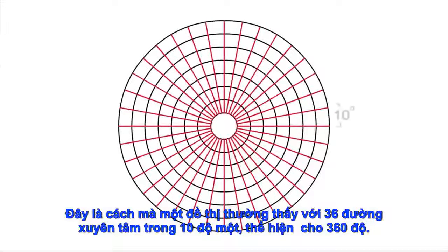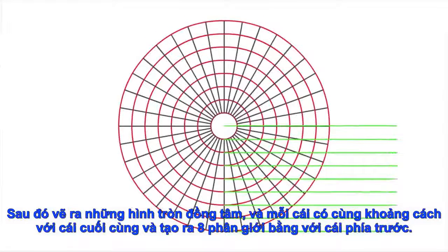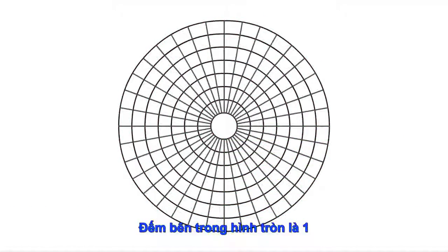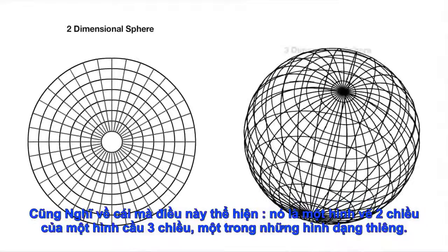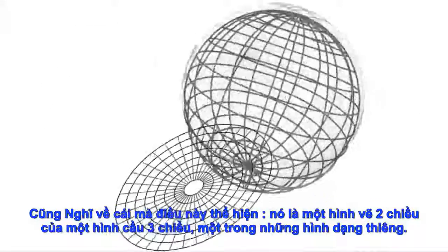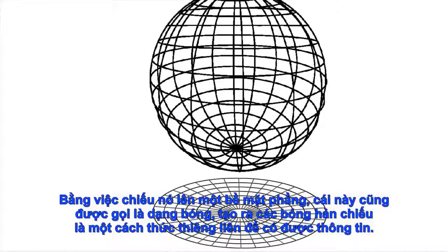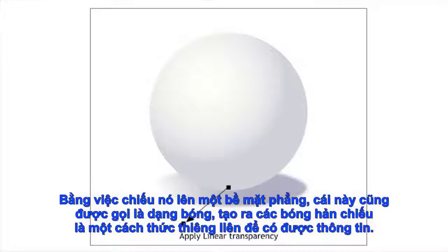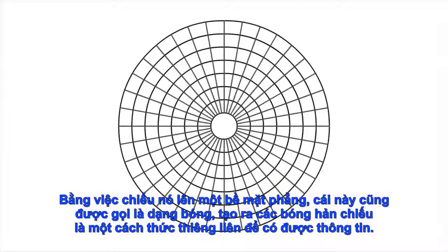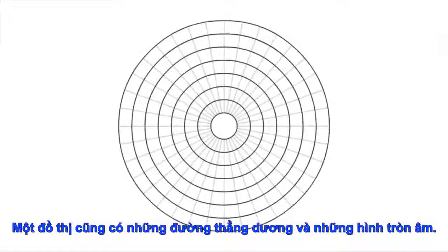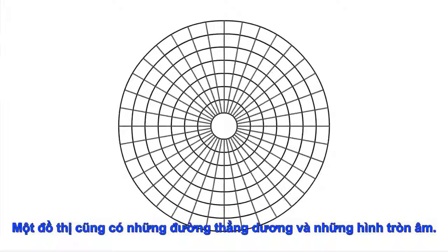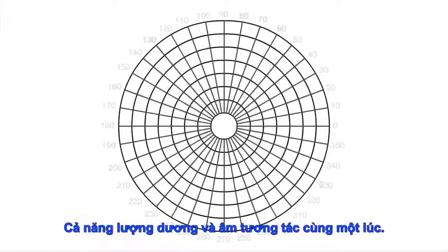This is how a polar graph usually looks, with 36 radial lines in 10-degree increments representing the 360 degrees. Then, concentric circles are drawn, each with the same distance away as the last, creating 8 equal demarcations, counting the inside circle as 1. Think about what this represents too. It's a two-dimensional drawing of a three-dimensional sphere, one of the sacred forms, by projecting it onto a flat surface. This is also called a shadow form, and casting shadows is a sacred way to obtain information. Also, a polar graph has both straight, male lines, and circular, female lines, both male and female energies interacting at once.